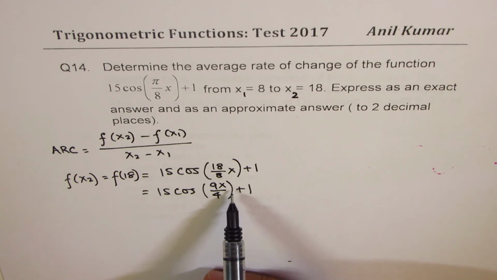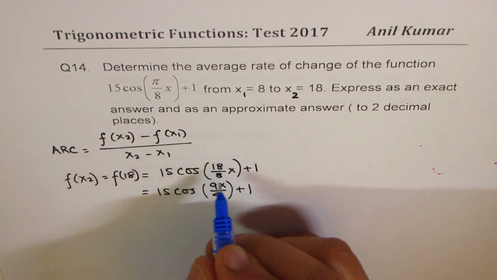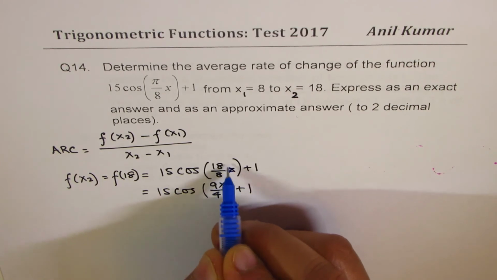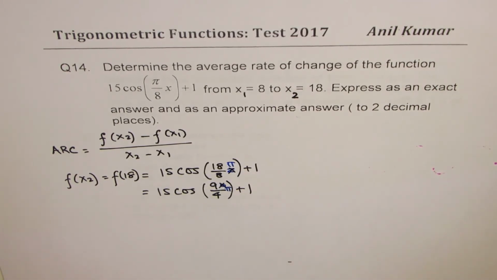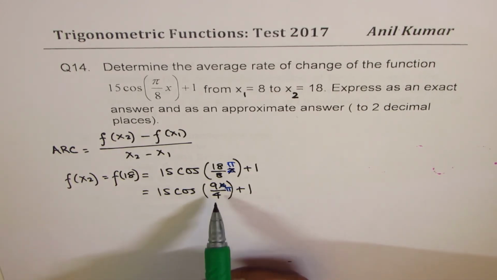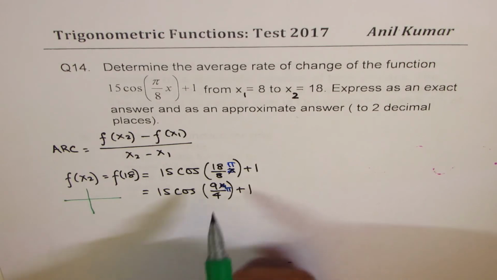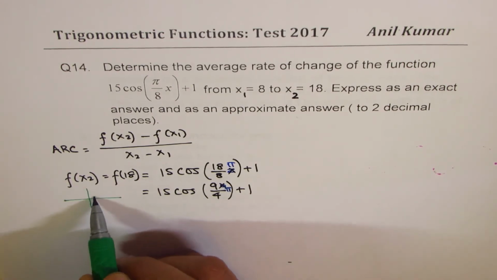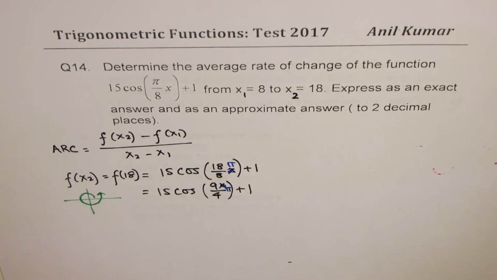So the x value, I'm sorry, it should have been pi. I'm writing x. I replaced x with 18, so it is 18 pi. Okay, so 18 pi by 8 is 9 pi by 4. So where is 9 pi by 4? 9 pi by 4 means 1 full circle, and then you're back to quadrant 1, right?